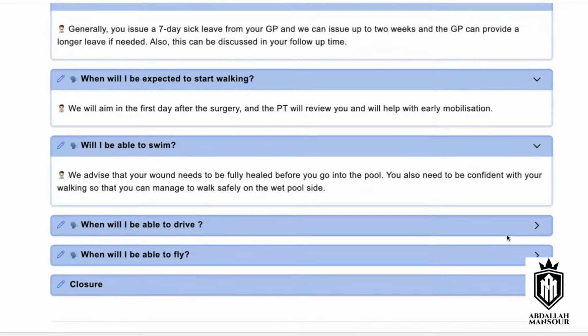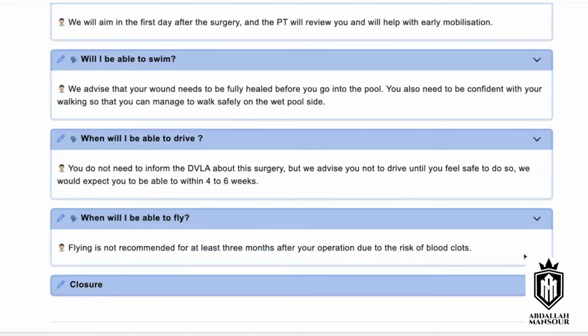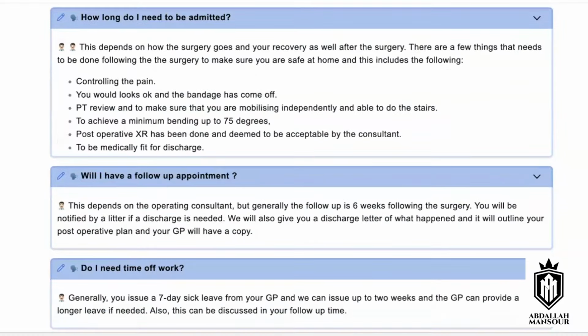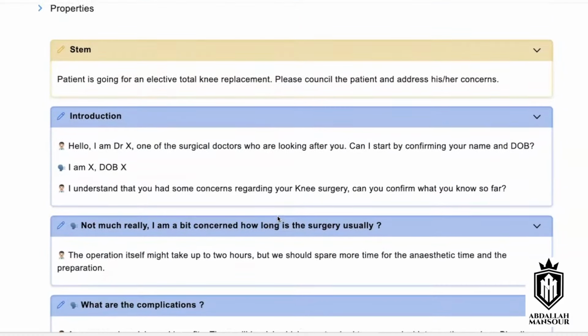Yes, you can be able to drive when you feel comfortable. You don't need to inform the DVLA, but I would give it 6 weeks until you feel comfortable or confident in your feet. Will I be able to fly? It's not recommended for 6 weeks, given the risk of having blood clots. All right. Okay. So these are the communication here in terms of total knee replacement.